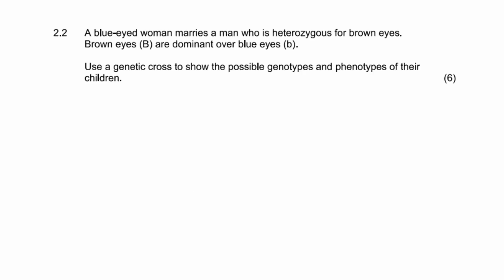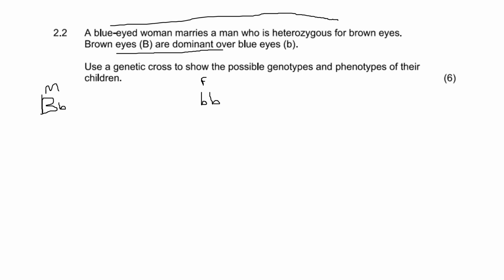Okay, again we're going to another cross. We've got a blue-eyed woman who marries a man who is heterozygous for brown eyes. Brown eyes are dominant over blue. Remember, as long as you see one big B, it becomes dominant. For blue eyes to be formed, there must be 2 small b's. So the female will be bb for her to be blue-eyed. Then the male is heterozygous, so he must have 1 big B and 1 small b. And the female will be homozygous for the condition, that will be bb.